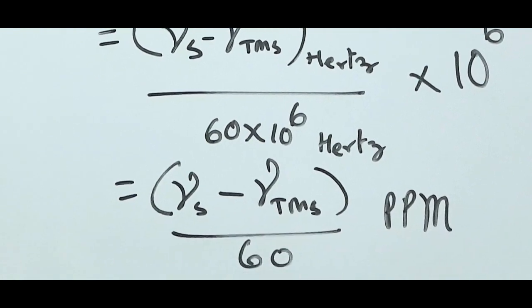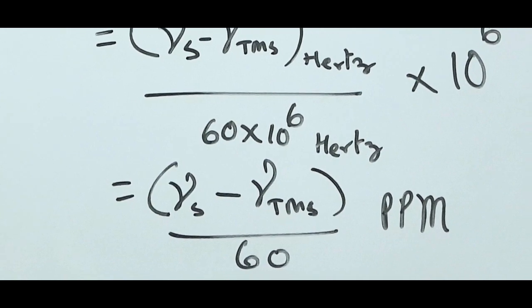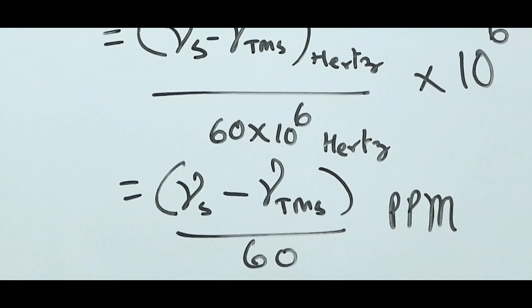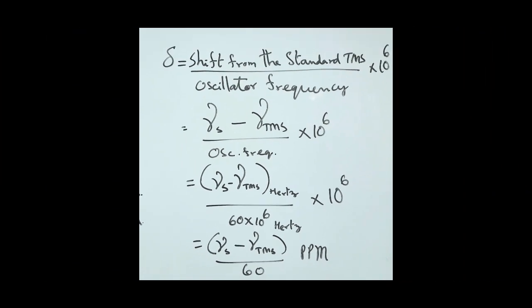Since it is 1 in a million, the unit used is parts per million. ppm is the unit for delta, the chemical shift value. Because you are dividing by a million, and the value will be a fraction, you multiply it by 10 to the power 6. Whatever the difference may be, it is 1 in a million, so it is called parts per million. Chemical shift is a derived unit. So frequency of the sample minus frequency of TMS divided by 60, the 10 to the power 6 gets cancelled. That is your parts per million. So this is the expression for calculating the chemical shift value.